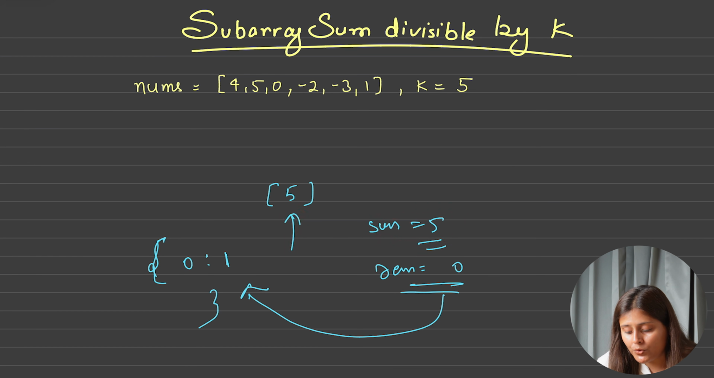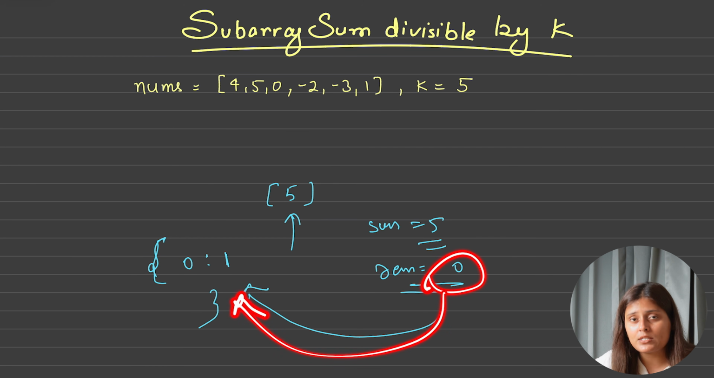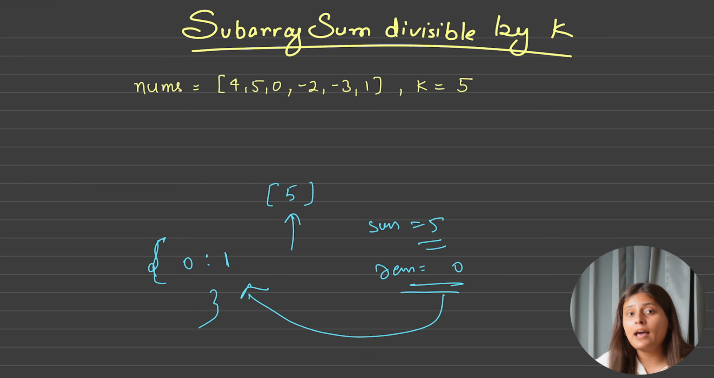So when you found 0, you can say yes, I have 0. What is the frequency for that? 1. So I can say I have found what? 1 total number of subarray.